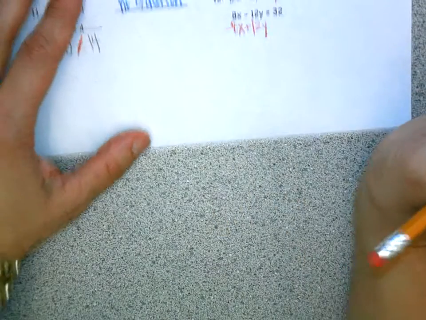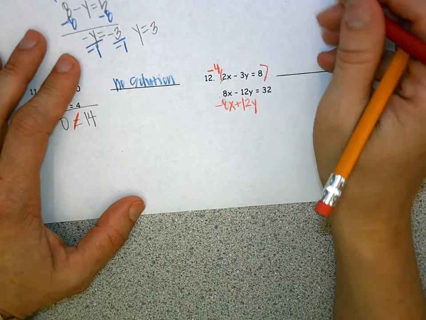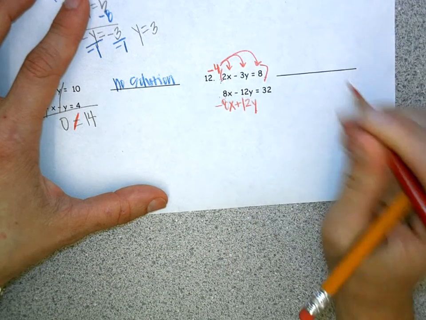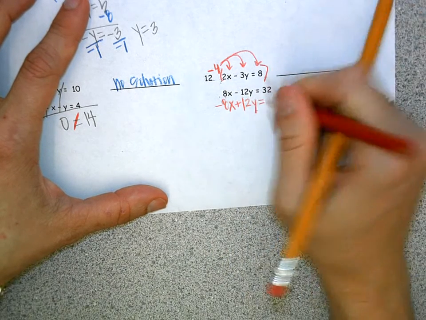Can't see it. Sorry. What's negative 4? So we're distributing here. What's negative 4 times positive 8? Negative 32.